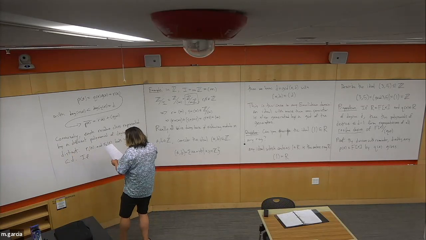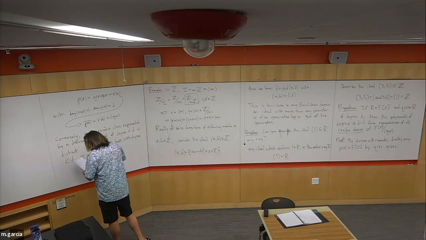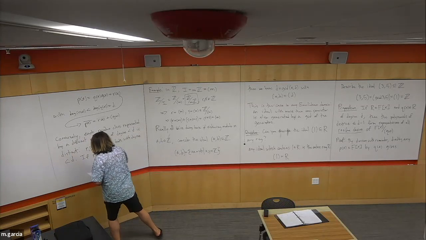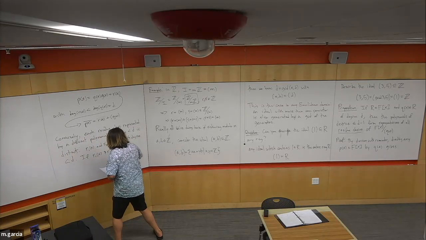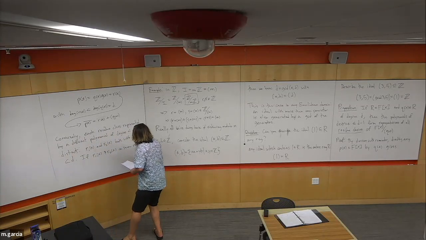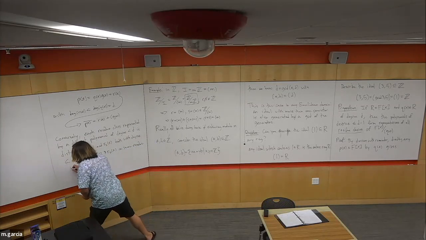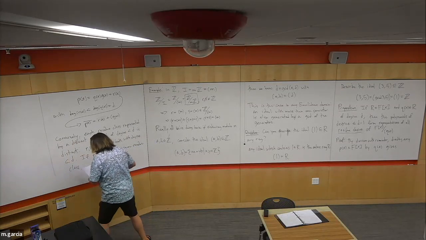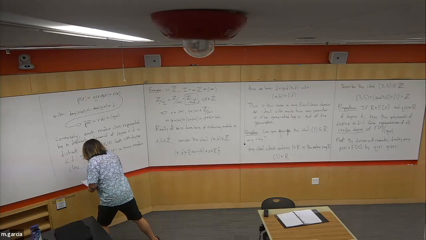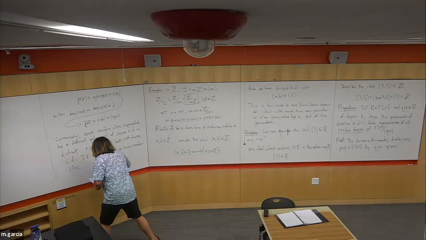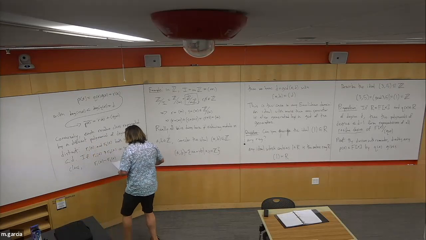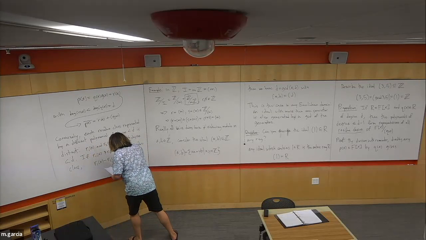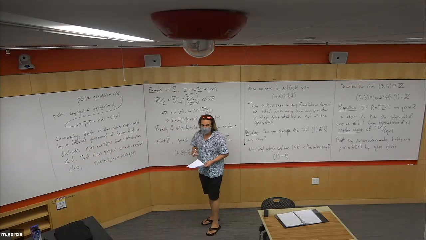If R1 of x and R2 of x are in the same residue class, then we must have that their difference, R1 of x minus R2 of x, is in the ideal generated by Q. Right?